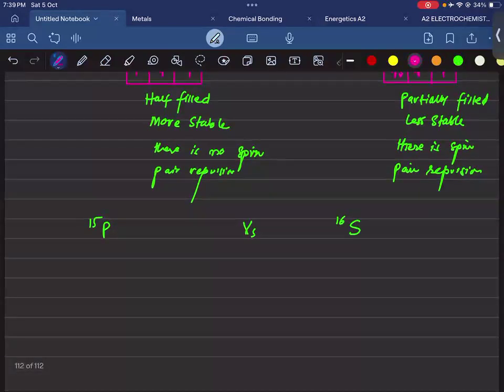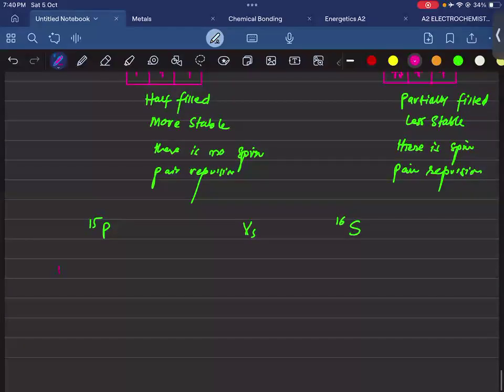So you mean that phosphorus is 1s2, then 2s2, then 2p6, then 3s2, then 3p3, and sulfur is 1s2, then 2s2, then 2p6, then 3s2, then 3p4. Am I right?